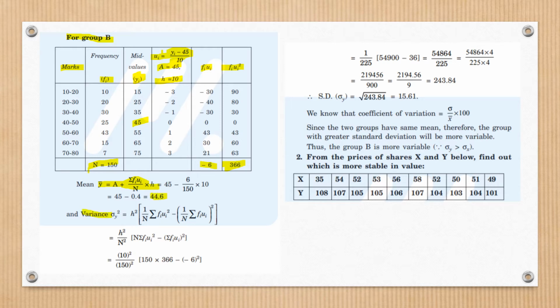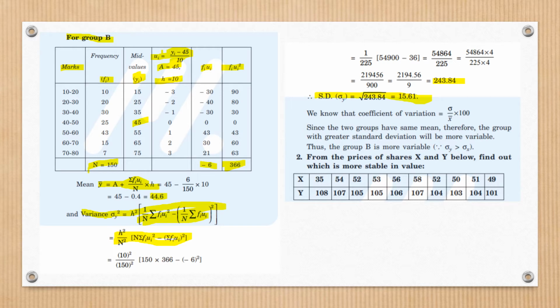And variance is sigma y square. Using this formula, we fill up all the values as we did in the earlier part. It is 243.84 and the standard deviation is root of 243.84, that is 15.61.